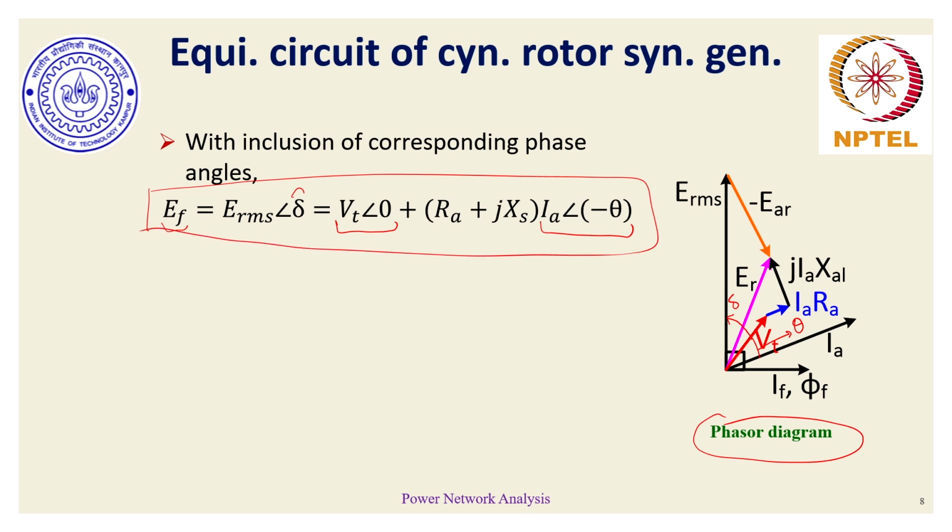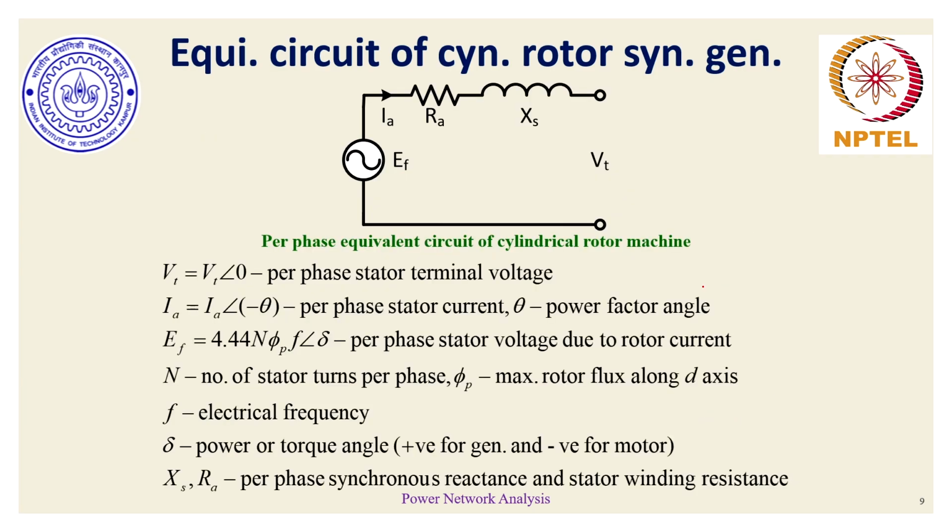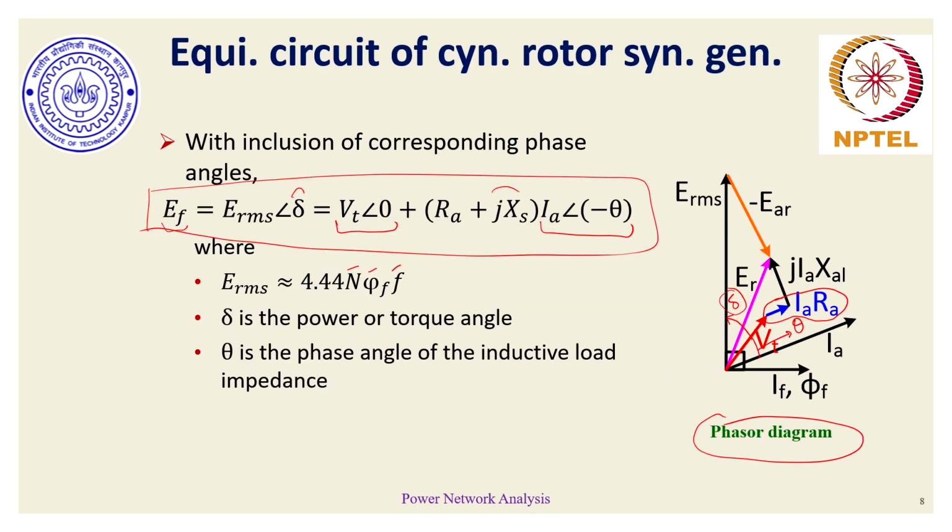Induced EMF is nothing but the terminal voltage plus the voltage drop across the winding resistance plus the voltage drop across the corresponding synchronous reactance, where E RMS is typically 4.44, N being the number of turns on the stator, phi f is the maximum flux linkage from the rotor to the stator, and f is the corresponding source frequency, which depends on the synchronous speed. Delta is the torque or power angle as I have marked here. Theta is the phase angle or the impedance angle between the terminal voltage and the current.